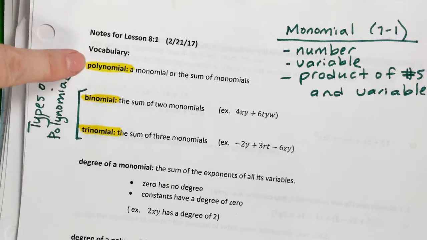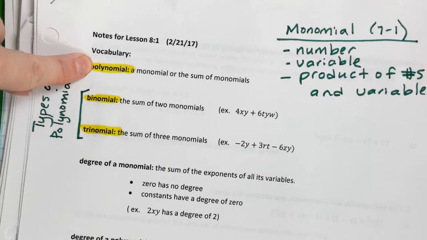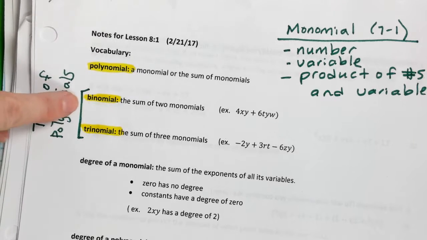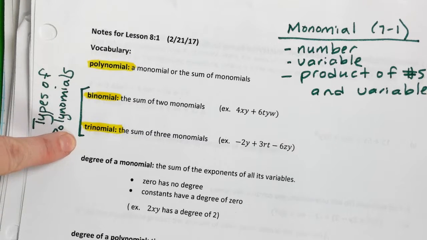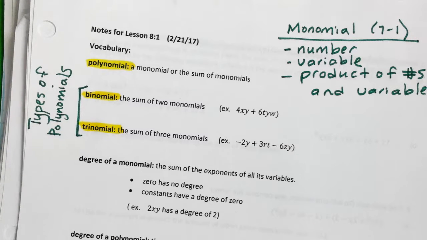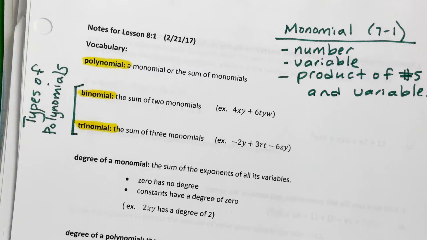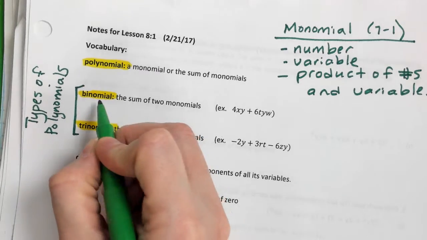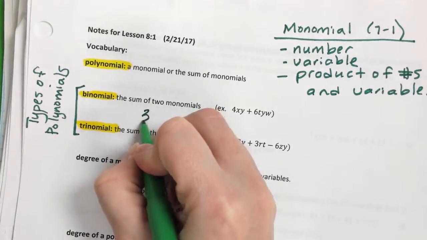So a polynomial is monomials being added together. A binomial is specifically two. A trinomial is specifically three. After three, they don't have specific names; you just call them polynomials. So another example of a binomial can be something like this.